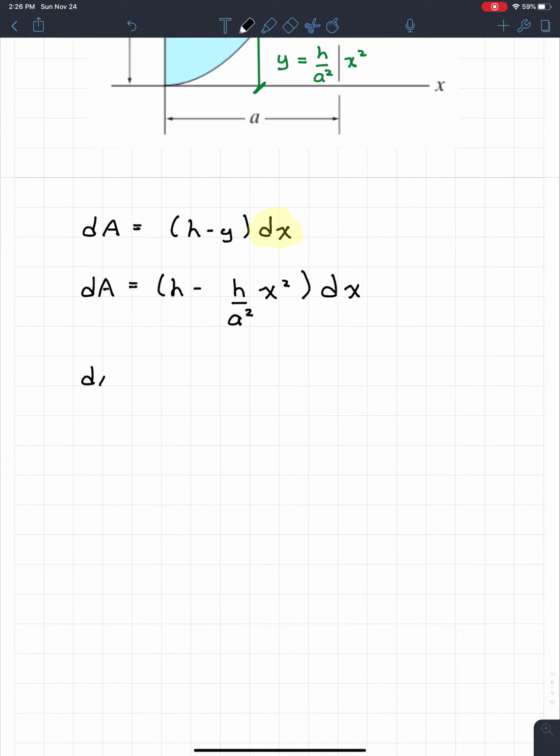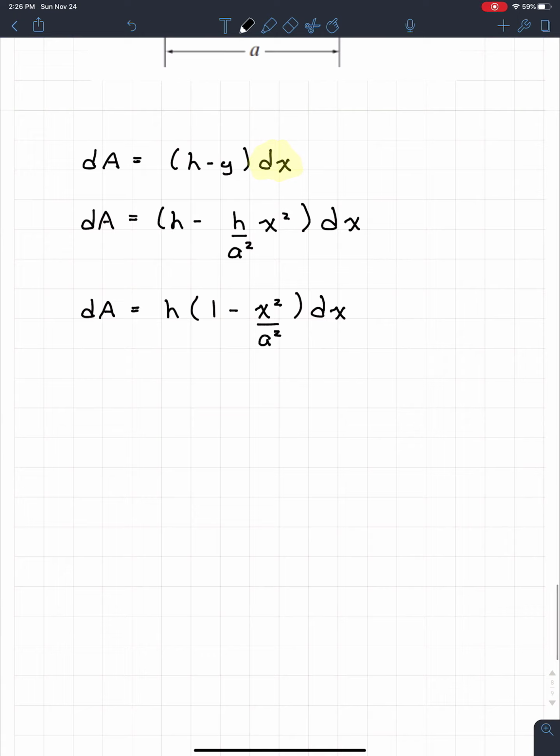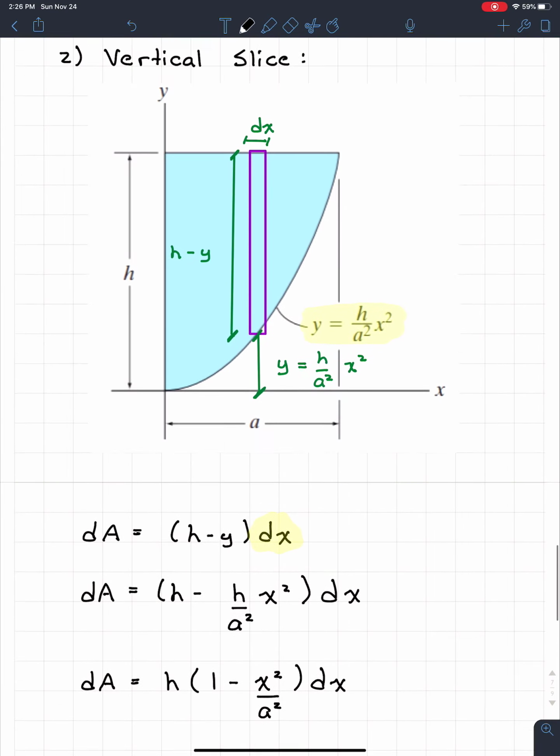And what we should do is just simplify this a little bit. So remember, we can remove the constants. So we're just going to say h times 1 minus x squared over a squared, times dx. I'm just taking that h out because it appears in both of those terms. So that's my dA. But now we got to say, okay, we're going to need x squiggle for the x bar, and we're going to need y squiggle for the y bar.